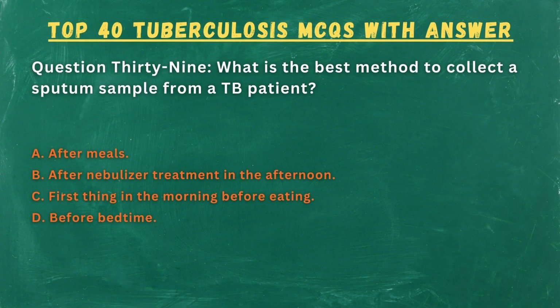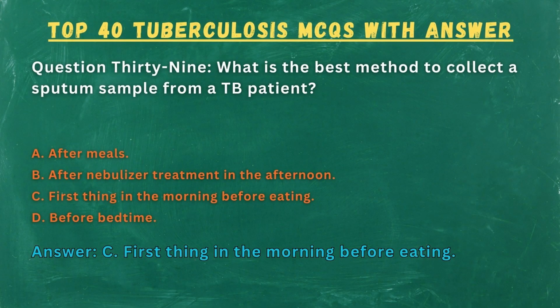Question 39. What is the best method to collect a sputum sample from a TB patient? A. After meals. B. After nebulizer treatment in the afternoon. C. First thing in the morning before eating. D. Before bedtime. Answer: C. First thing in the morning before eating.